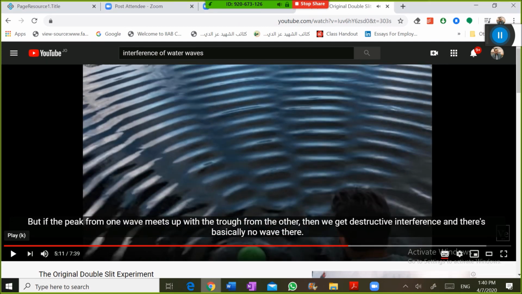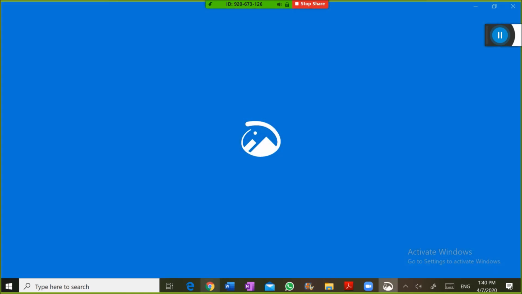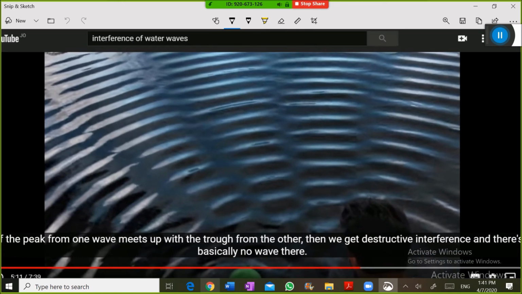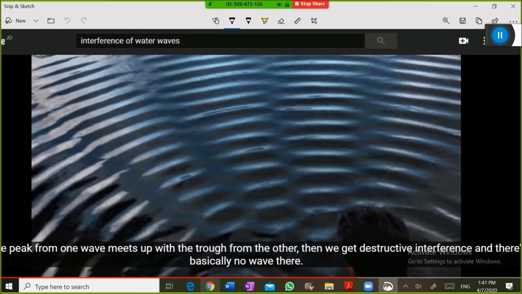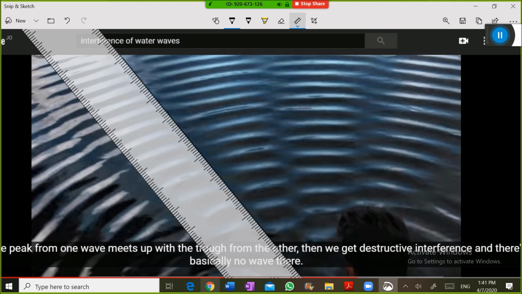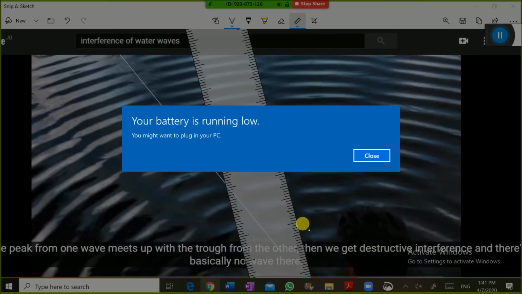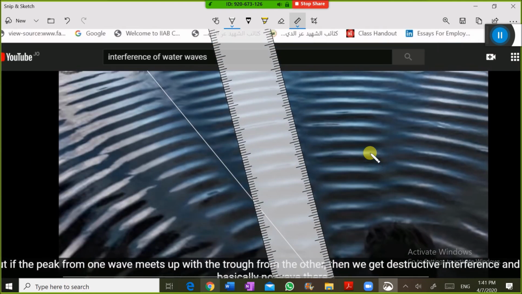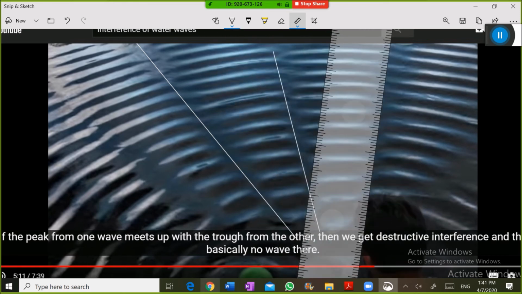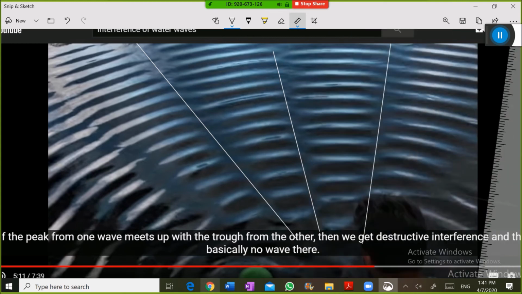Okay, guys. Here, in this video, we observed that we have, let's say, two sources of water waves. What do we observe here? They must be coherent. They must be what? Coherent. Guys, here, look at the line that I will draw here. Look at this line. Look at the line here also. Guys, in these regions, we have destructive interference.